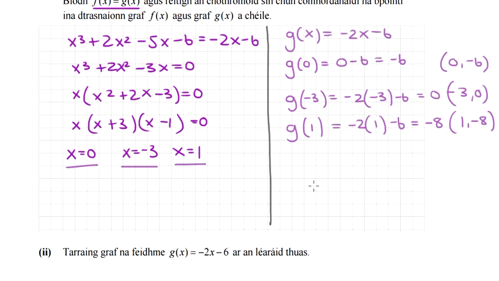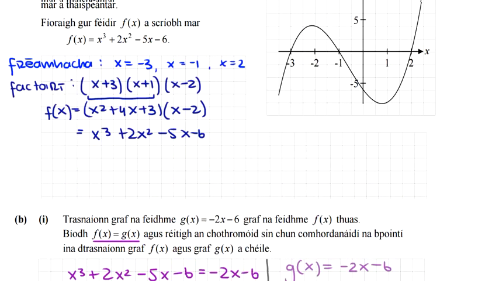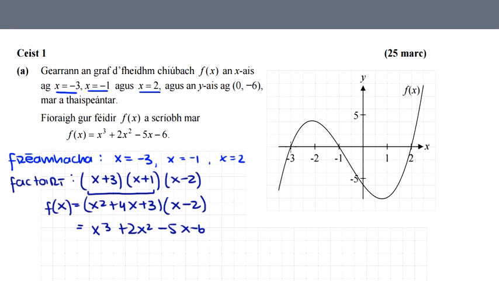And then for the last part, we're asked to draw the graph of the function g of x on the diagram above. So we have three points. We know that it's going to be a line. We only really need two points, but just to be sure that we haven't made any mistakes, we plot our (-3, 0), our (0, -6) on the y-axis, and we have (1, -8). And using ruler and pencil, we connect the three points to draw g of x.